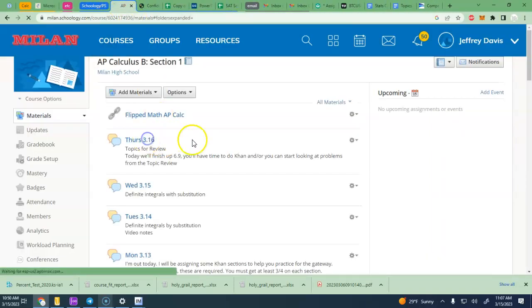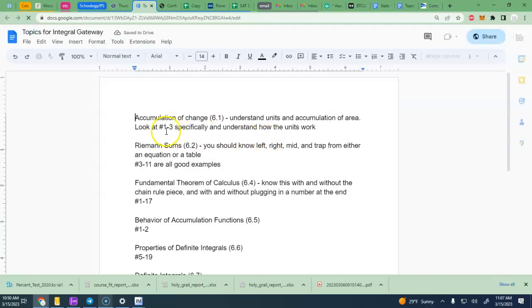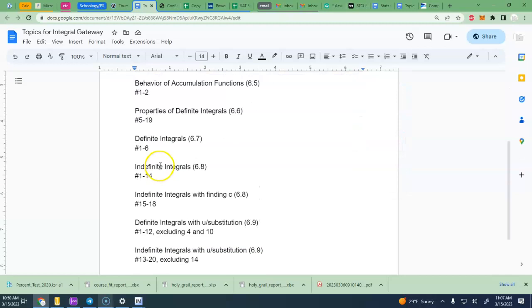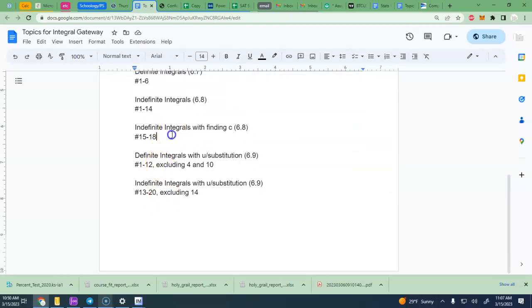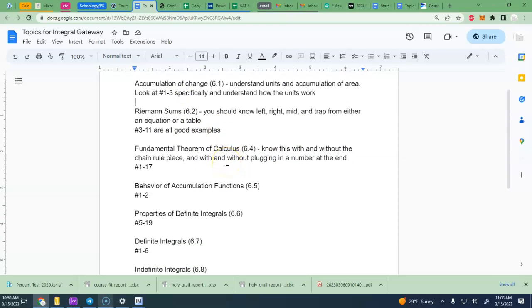If you go to the Schoology page, I made this topics for review thing. I went through, and there's 10 little sections here. Like this is one problem. You'll have one problem on accumulation of change, which is from 6.1, and then I tell you specifically which problems you should be looking at. You'll have one Riemann sums problem. You should know left, right, mid, and trap. Number 3 through 11 are good problems to look at. Let me just double check. 3, 4, 5, 6, 7, 8, 9, 10. So that's 10 types of problems. You'll have one of each. I have to tell you where they are, where to look for them, so you know what to study.